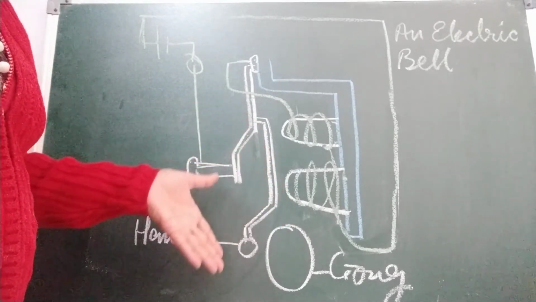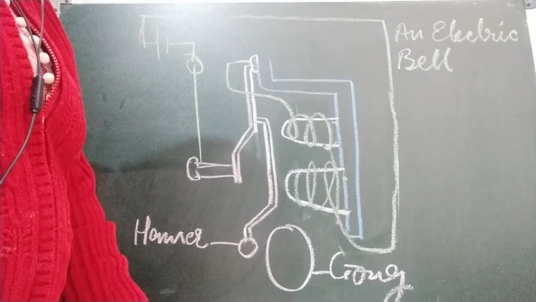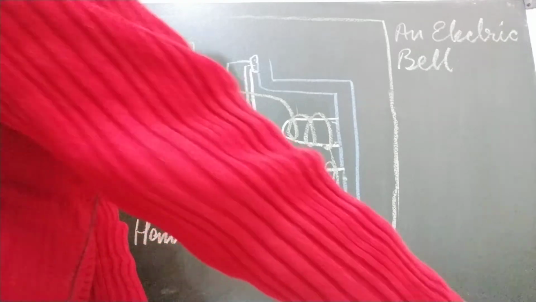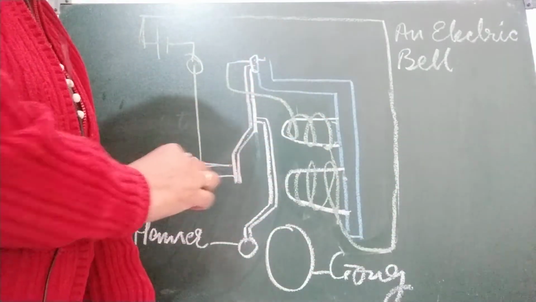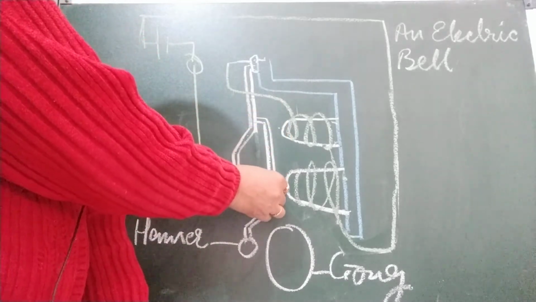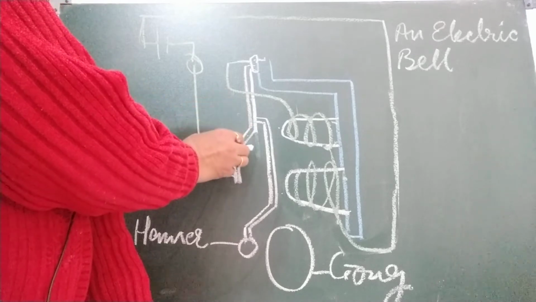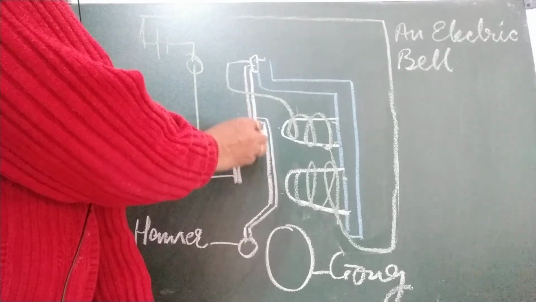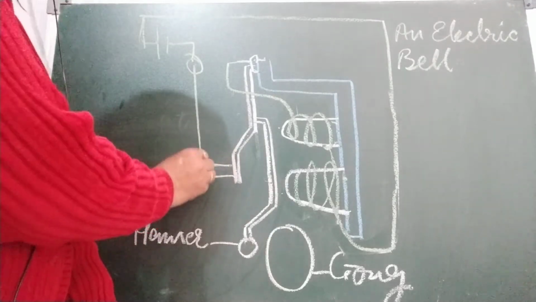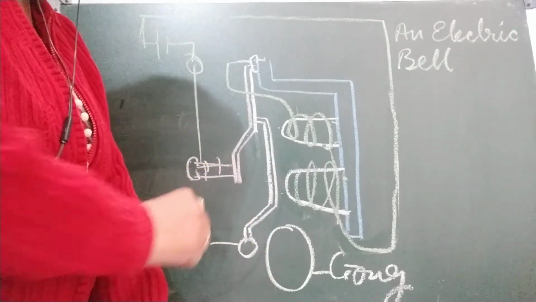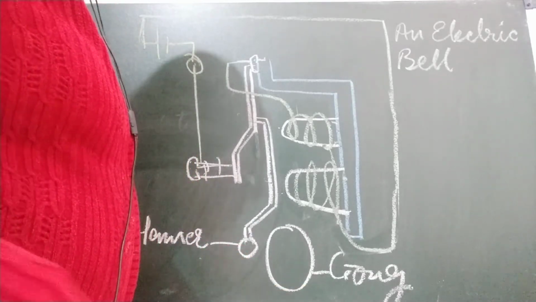Just see in the figure, a simple electric bell consists of an electromagnet. This is the electromagnet. This whole setup is called the armature. And this is the electromagnet. This is the spring. This is the iron rod. And this is very important, the contact pin. This is the hammer, this is the gong. I am going to tell you how this electric bell works.